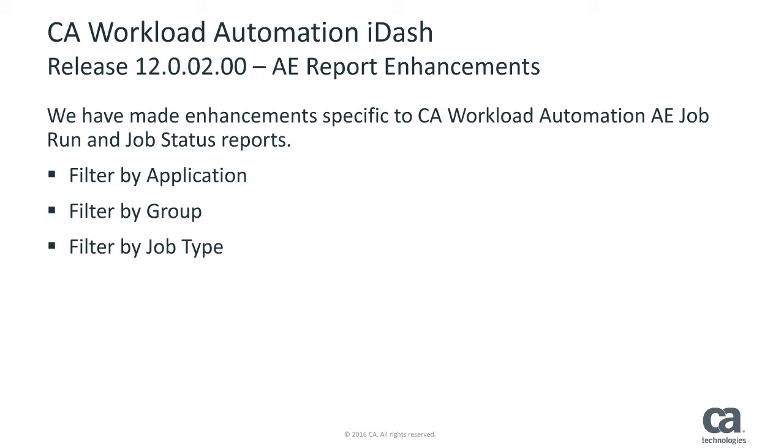We are also introducing enhancements that apply specifically to the CA Workload Automation AE job run and job status reports. These reports may now be filtered by application, by group, or by job type, in addition to the existing filter criteria. Let's now demonstrate a report definition. We'll create a new AE job run report, which will allow us to see all of the new reporting enhancements.